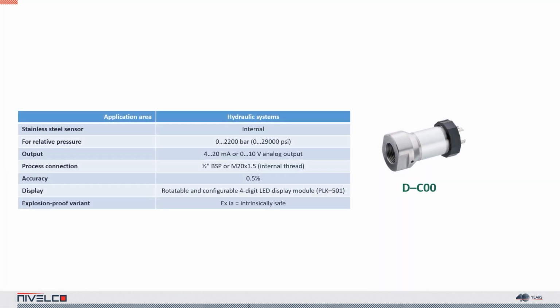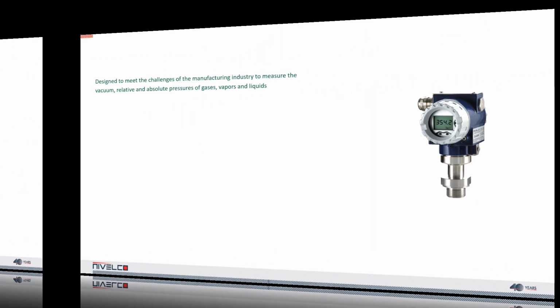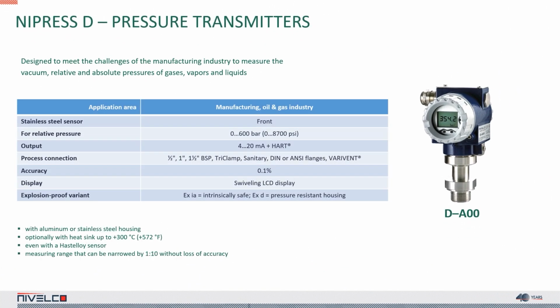The DC00 is used in high-pressure applications, typically to monitor the hydraulics of machinery like excavators, dump trucks, and presses. The DA00 is for industrial use and has a robust aluminum or stainless steel housing. It has a hart output, a 0.1% precision factor, a wide range of process connections, and 2 types of explosion protection.